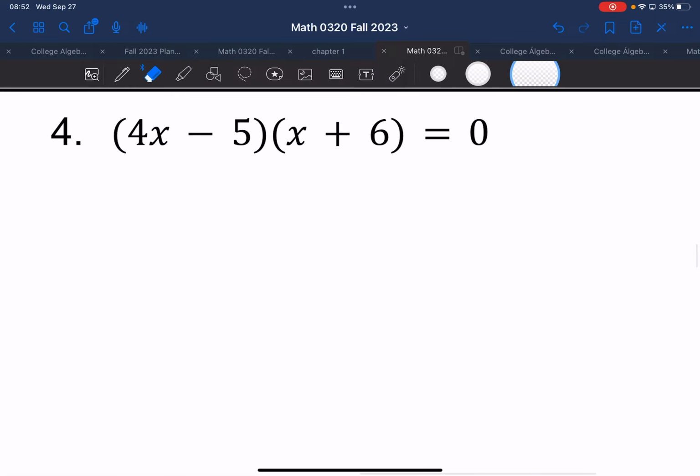Okay, go ahead and work on number 4. Same thing, setting each separately equal to 0. Remember to keep your answer as a fraction.